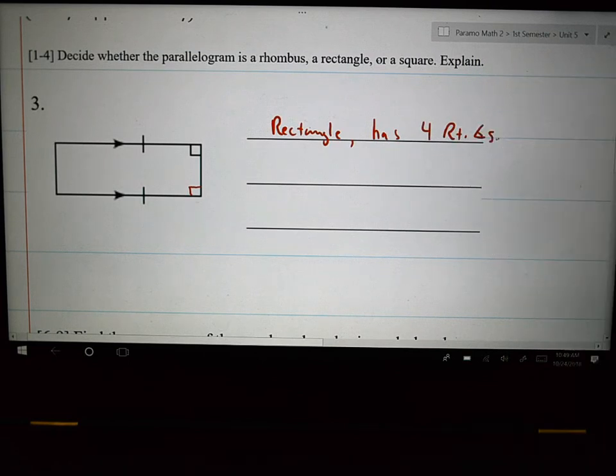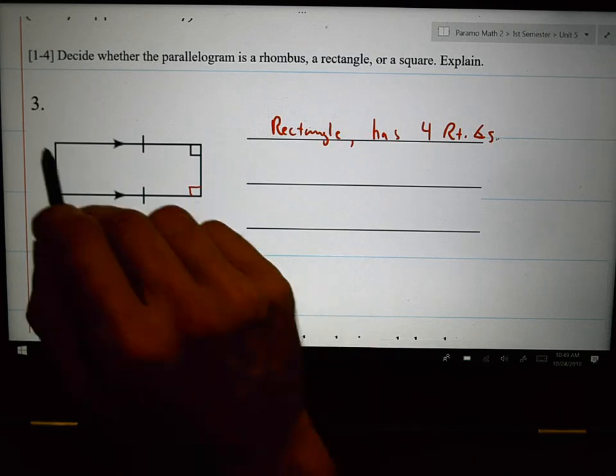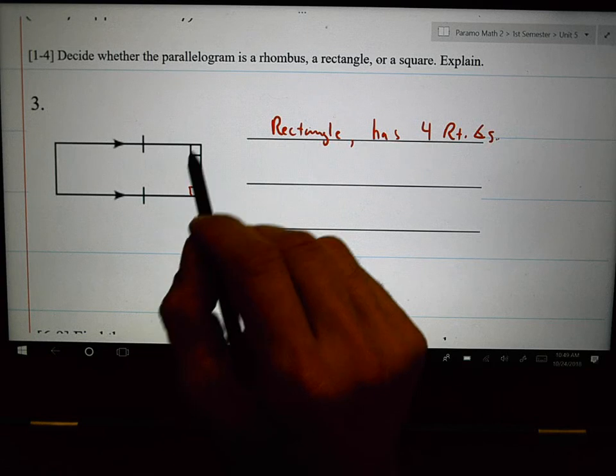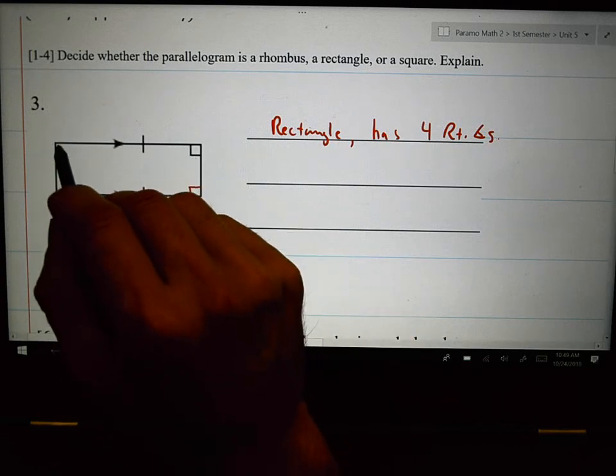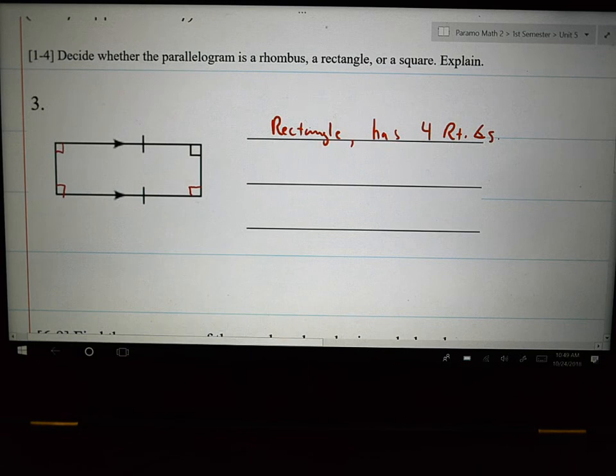Has 4 right angles. Because this is congruent to that, and you have 90 and a 90, there's no other angle that this could be other than 90 degrees and 90 degrees. It's not possible.